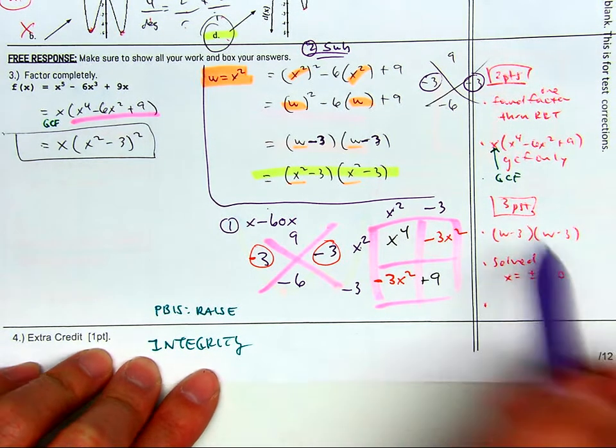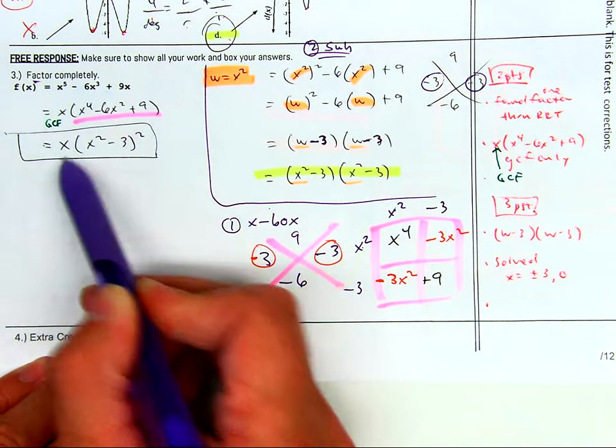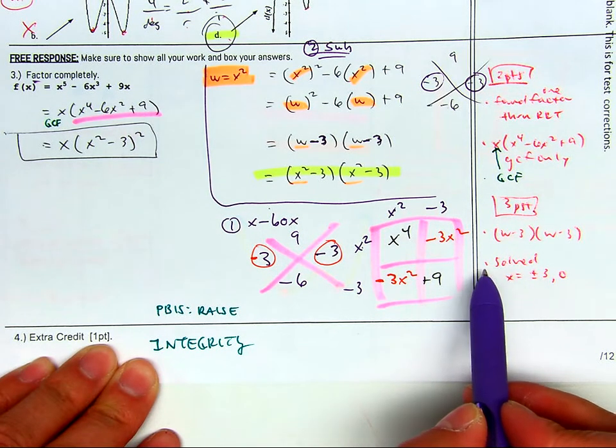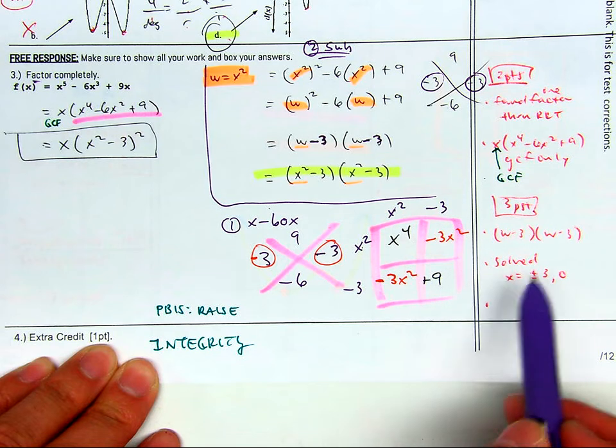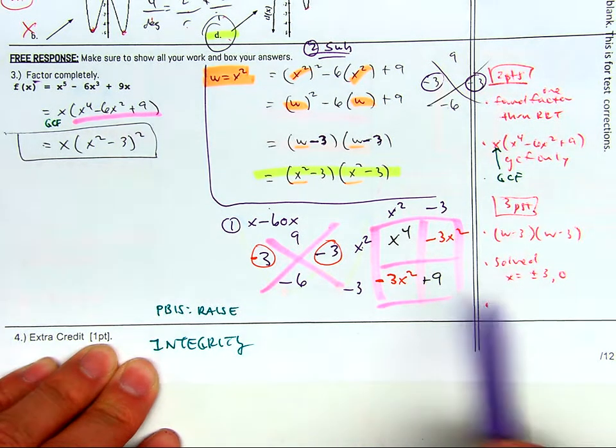So this problem says factor, which means you have your parentheses. You don't have x equals. And if it did say something like find the zeros or solve it, that means you're getting x equals. If you did that on this problem, I gave you partial credit, 3 out of 4.